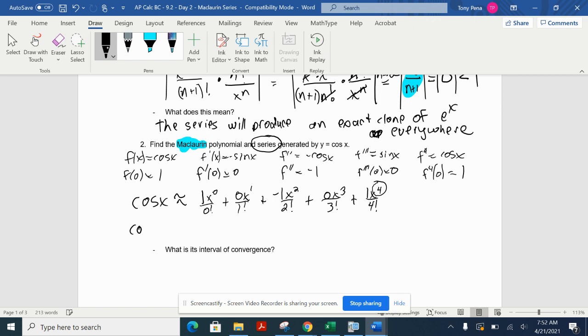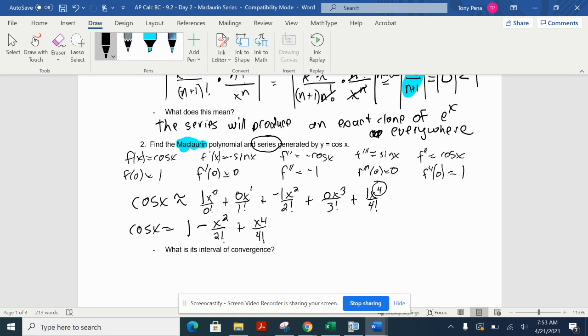So in the next step, let's clean this up a little bit. So this would be a 1. X to the 0 is a 1. 0 factorial is a 1. This term obviously is going to go away. So the next term in our series for cosine would be x squared over 2 factorial. The third degree term, x cubed over 3 factorial, is going to be gone because of the 0. Our next term would be x to the 4th over 4 factorial.